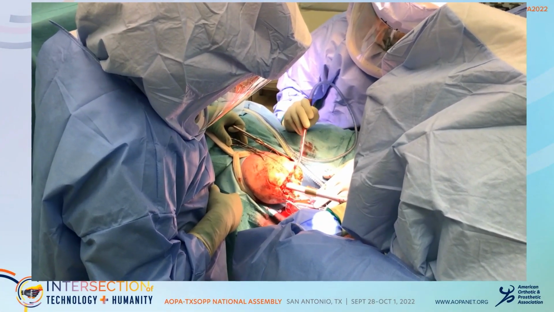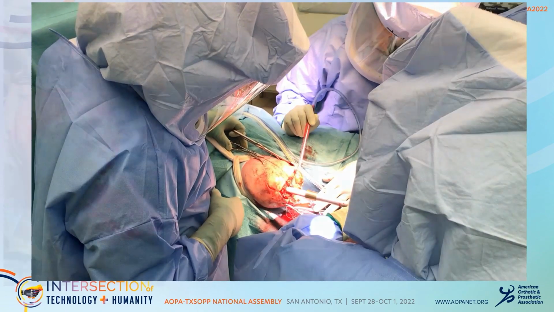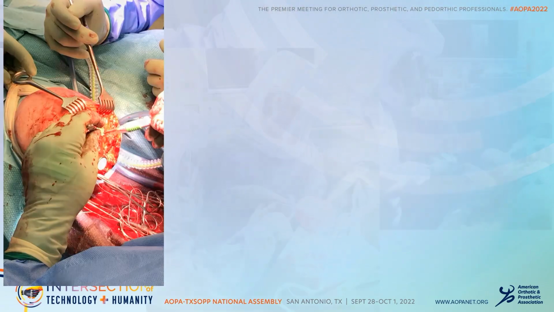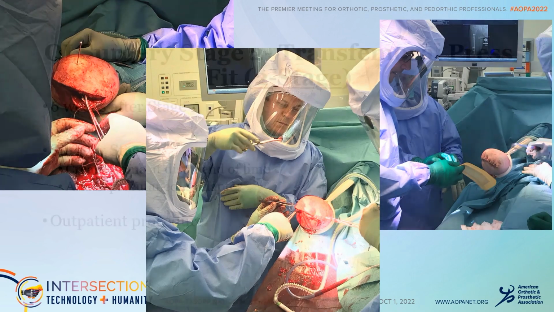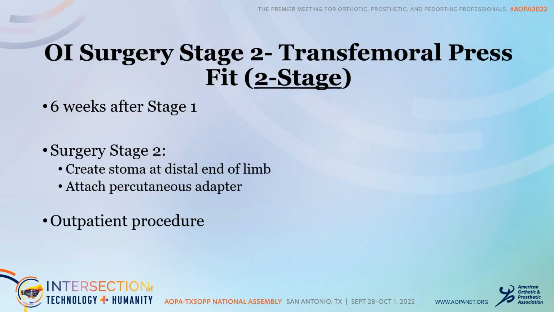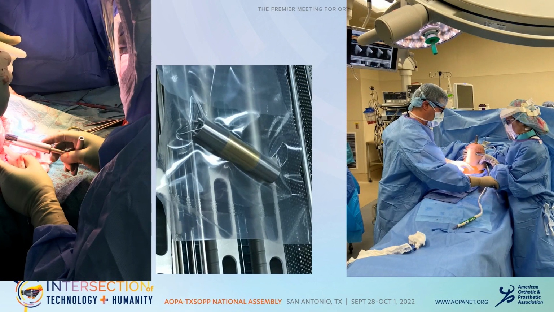After the implant is impacted into place, the myodesis is performed and the soft tissue envelope is closed, and the patient then waits 6 weeks before returning for stage 2. The stage 2 procedure is an outpatient procedure. And this is what that looks like.